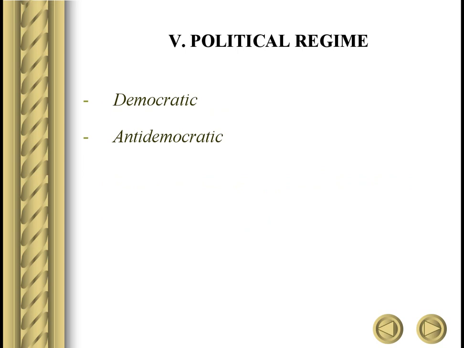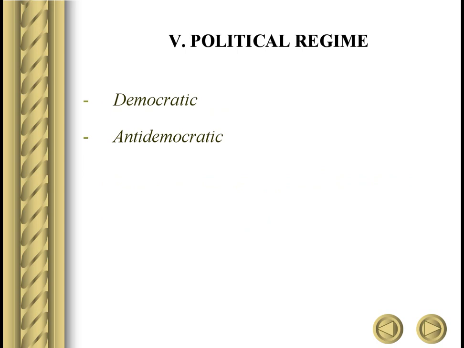Now let's move to the last part, political regime. As I said before, political regime consists of democratic and anti-democratic forms. Democratic means the belief that everyone in the country has the right to express their opinion, and that power should be held by people who are elected, or a system of government based on this belief. The country was celebrating its return to democracy.